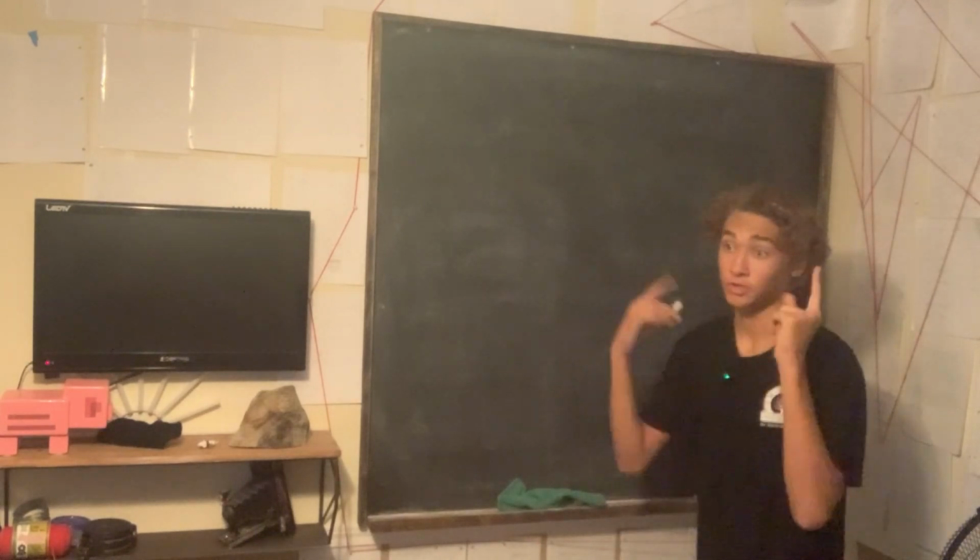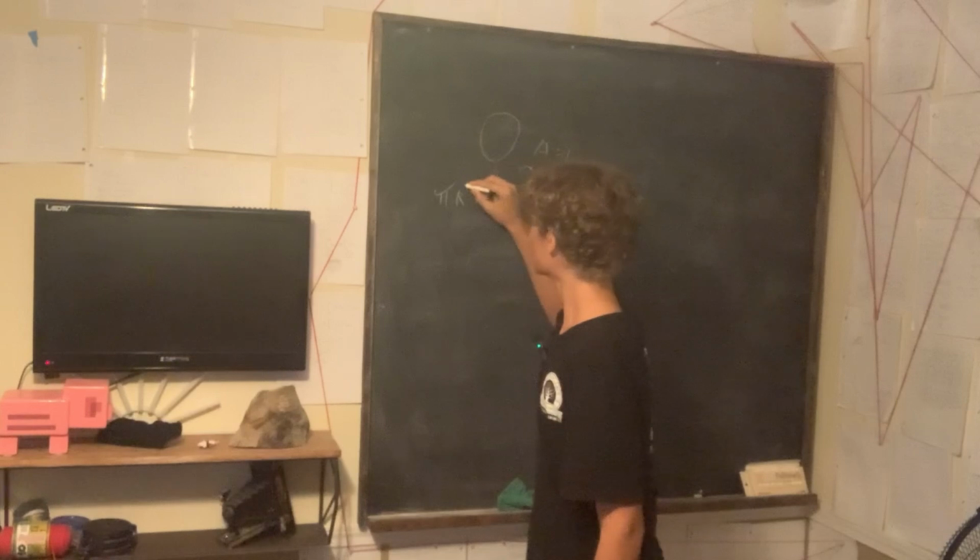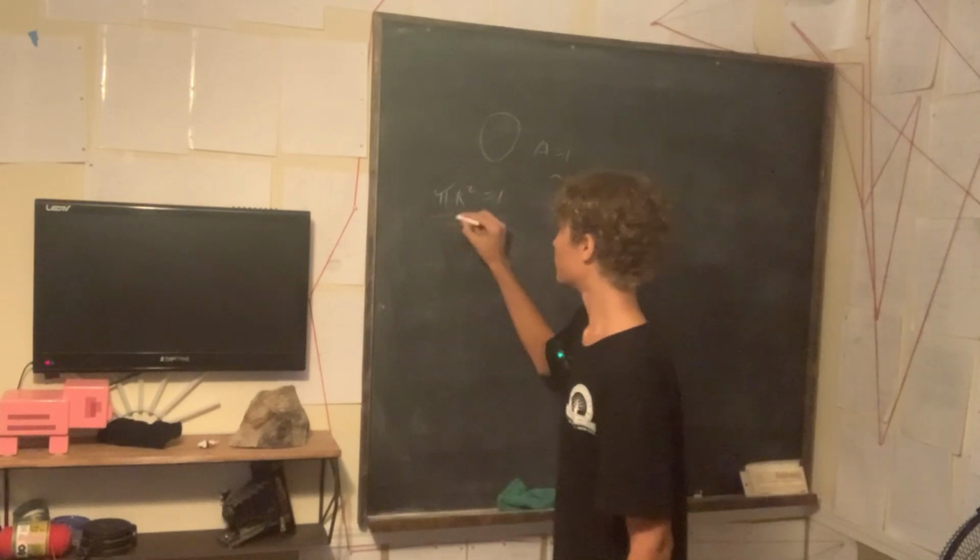Alright. Circles. Area of a circle is equal to 1. Well, this is easy. Pi r squared is equal to 1, because that's the formula for the area of a circle.